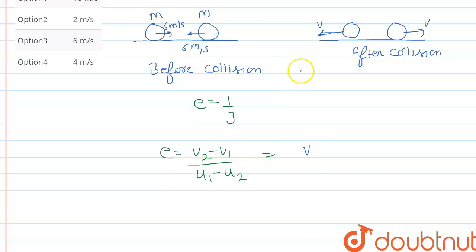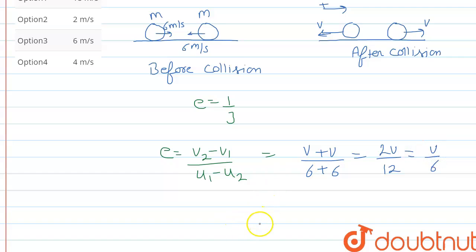Now if we take this direction as positive direction, we will write (v plus v) upon u1 is 6 meters per second, and this will be plus 6 because they are both moving in opposite directions, so this u2 will become minus of minus u2, and that is plus 6. So this will give us 2v upon 12, that is v upon 6.